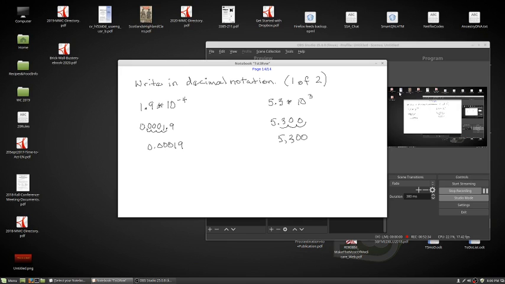Okay, and like I said, you'll get one of these two. In this case, we start with 1.9 times 10 to the minus 4th. So we move back 4 spaces, 1, 2, 3, 4. We have to fill in with 3 zeros. So we end up with 0.00019. The 1 here took up one of our 4 places that we had to move to the left.